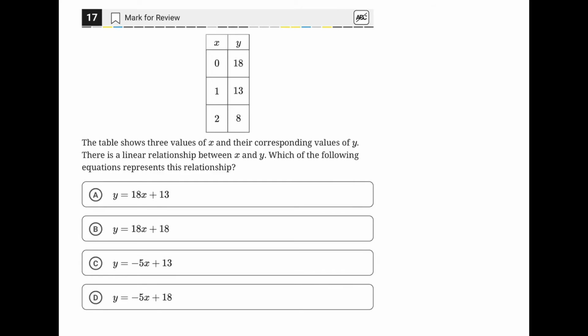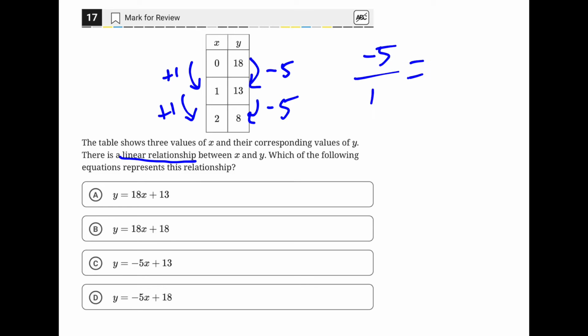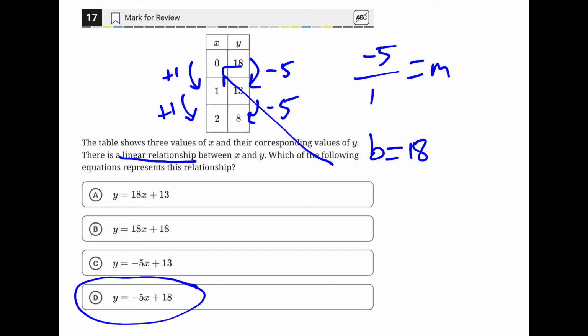We have a table of values, and we're told there's a linear relationship. So if you look at the change in y, we are going down 5. If you look at the change in x, we are going up 1. So consider rise over run, that's negative 5 over 1. That is our m value, or our slope. And since they tell us in the table when x is 0, y is 18, our b value is 18. So we're looking for a slope of negative 5 and an intercept of 18.